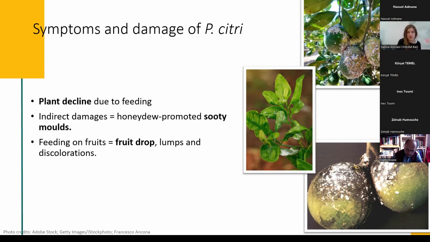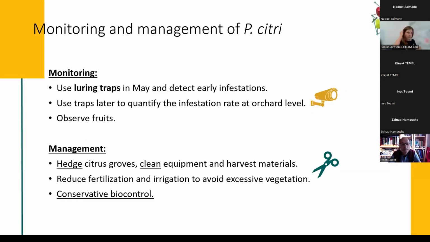Moreover, if the insects feed directly on the fruits, they have lumps, discoloration, and can even drop off the plant. So, monitoring against this Planococcus citri is really crucial. You can place luring traps, so sticky traps that have a pheromone on them, in May to detect the male flights, so the early infestation.